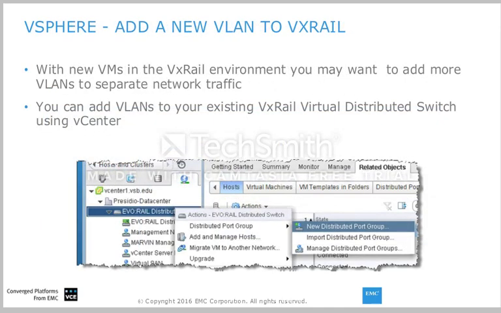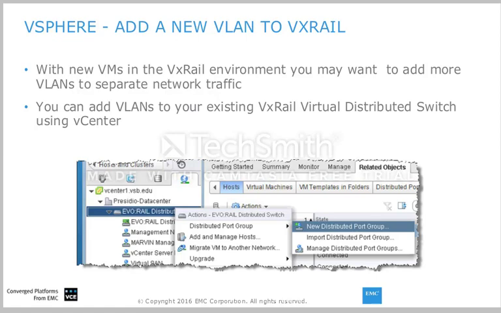As new virtual machines are created in a VxRail environment, it may be necessary to add more VLANs to separate network traffic. You may want to do this to have separate groups for different applications, additional separation for security reasons, or different characteristics of the network traffic itself.